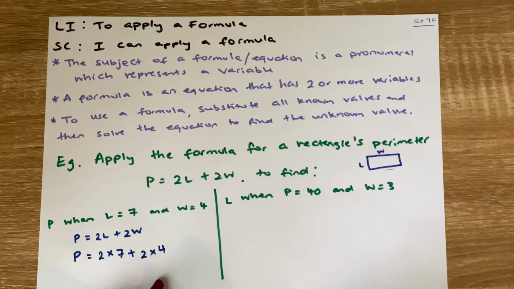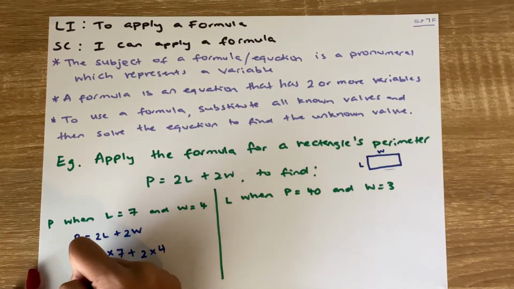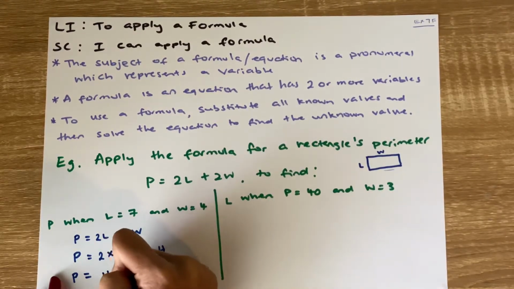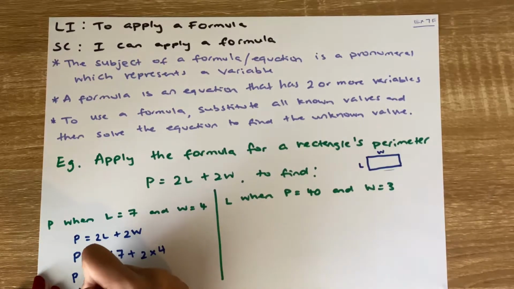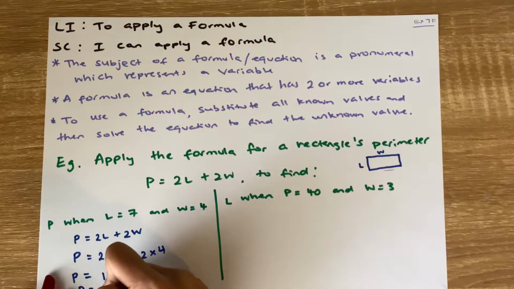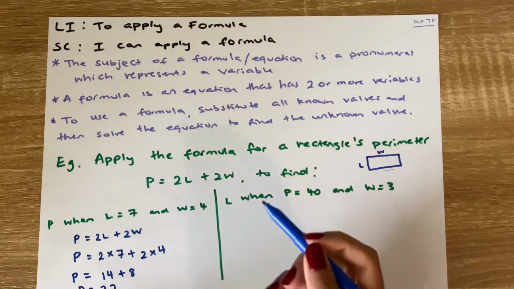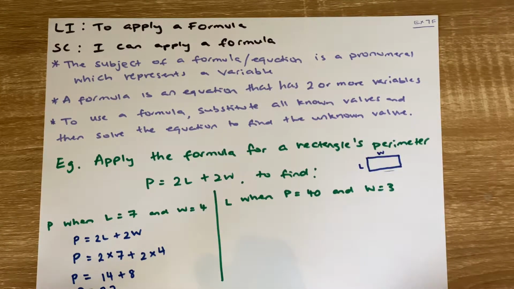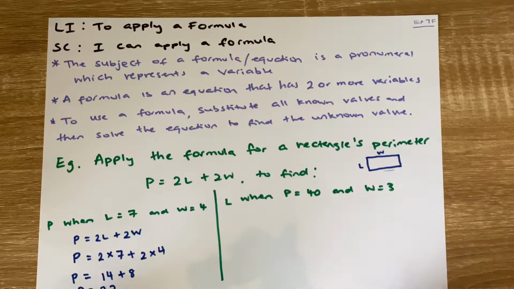Now we're going to solve. I have my letter on one side and my numbers on the other side. 2 times 7 we know is 14, plus 2 times 4 we know is 8, which means P, or the perimeter, has to equal 14 plus 8, which is 22. Depending on what unit they give you, if they give it to you in centimeters or meters in the question, you could write down that same unit. This question hasn't told us, so we're just going to leave it as 22 units.